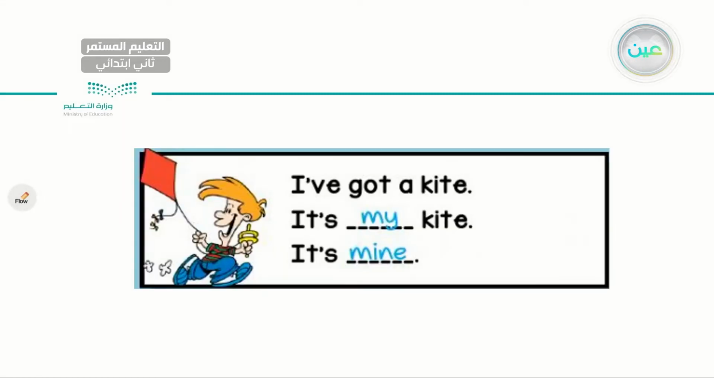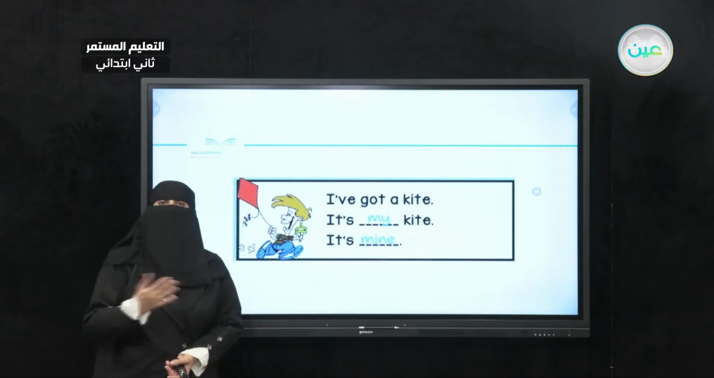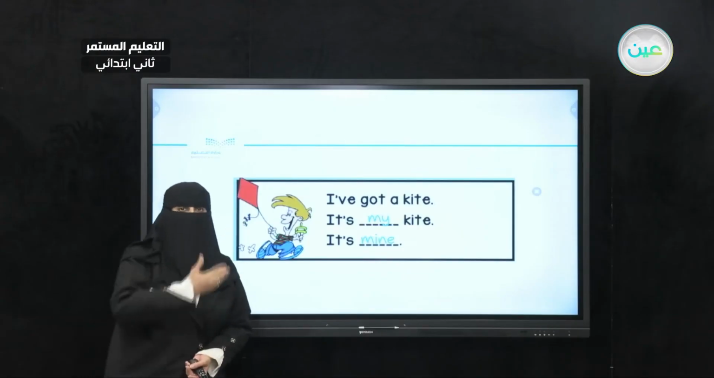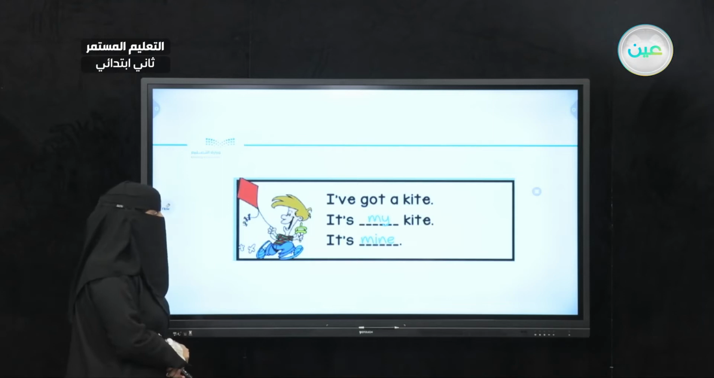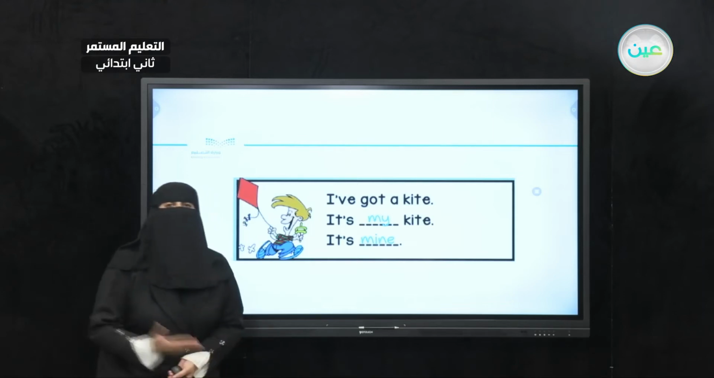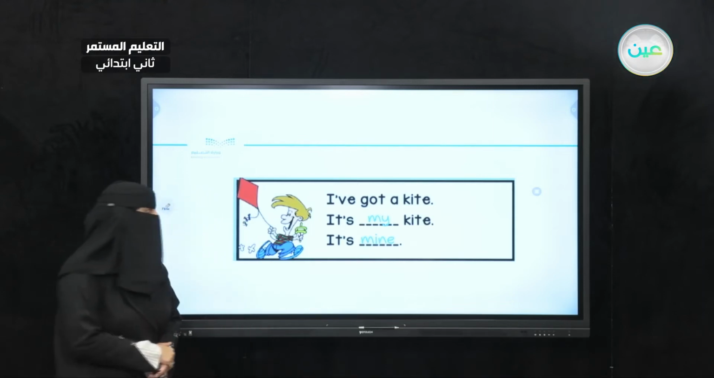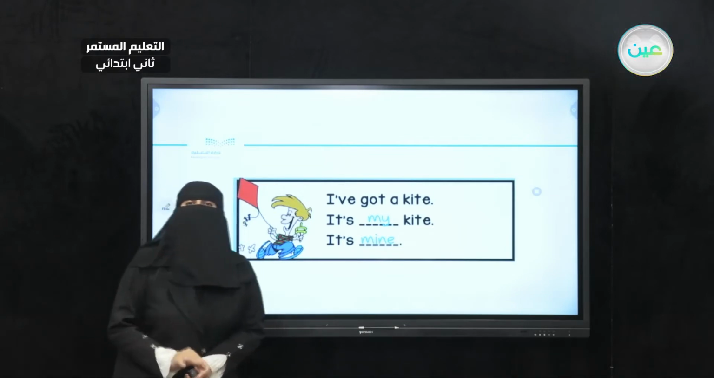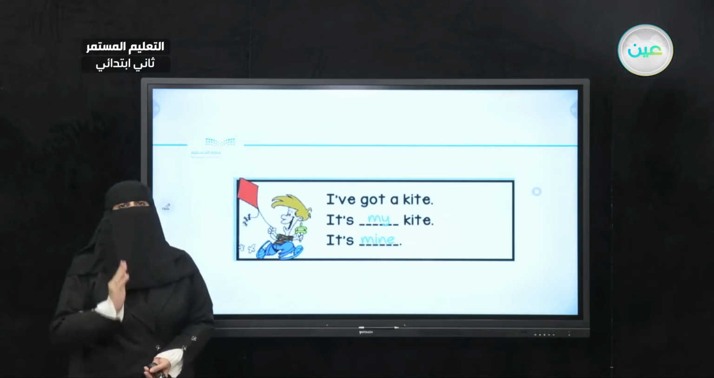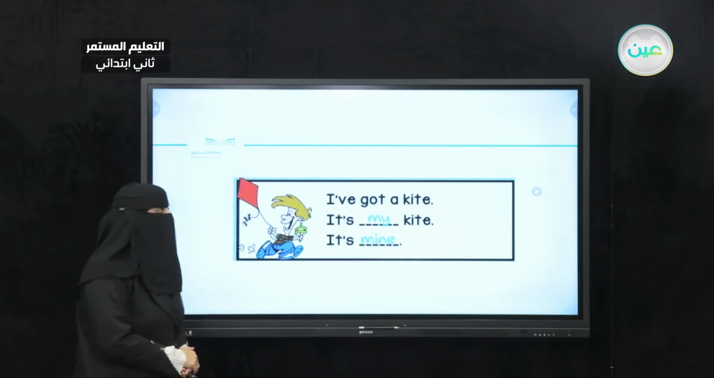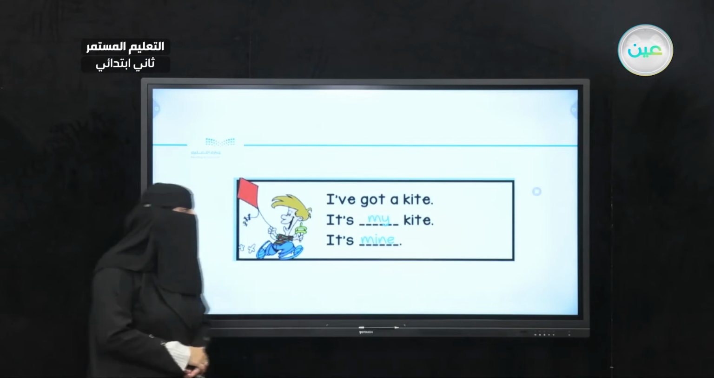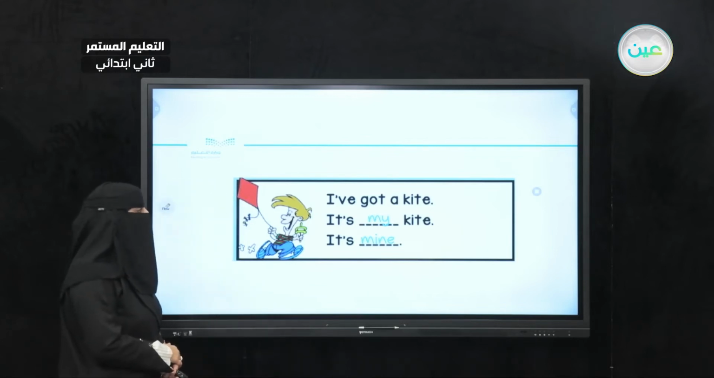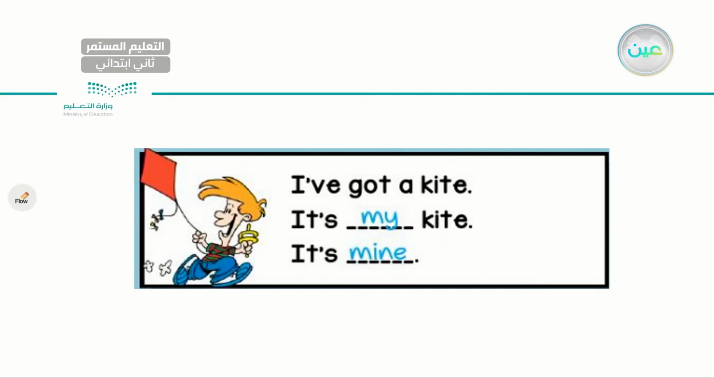Now, let's have some exercises. I've got a kite. So here I have the pronoun I, followed by the verb have. I've got a kite. It is my kite. It is mine. So all the three sentences have the exact same meaning. That kite belongs to me. I've got a kite. It is my kite. It is mine.